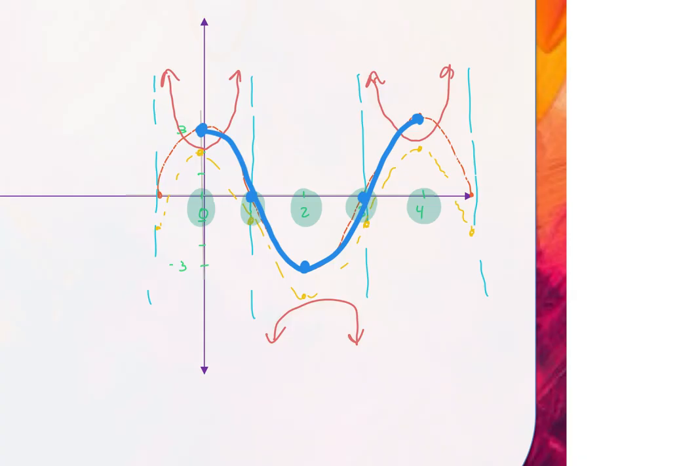But for cosine, the easiest thing to do is just drop a little half and a little half to the right and to the left to get the other ones. So I'm going this way, I'm going this way. Then everywhere there's a 0 is my vertical asymptote.